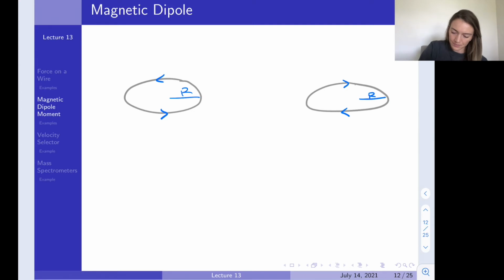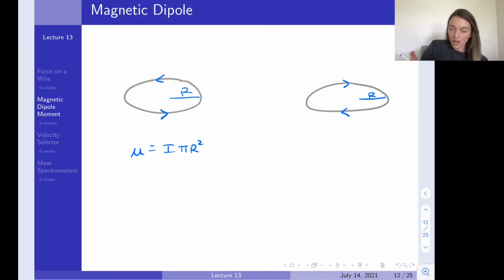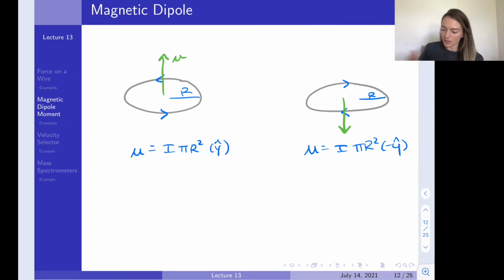So in this case, mu would be I times pi r squared, and the direction of that would be upward. So you just, again, curl your hand in the direction of the current. That would be upward in this direction, so we'll call that y hat. And in this one, since our current is going in the opposite way, you curl your hand in the opposite direction. You would have the same current times the same area, but your magnetic dipole moment will be downward. And again, it's a little bit hard to draw in only two dimensions, but that's the best we can do for now.